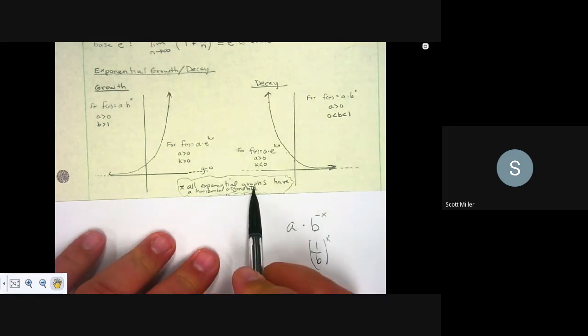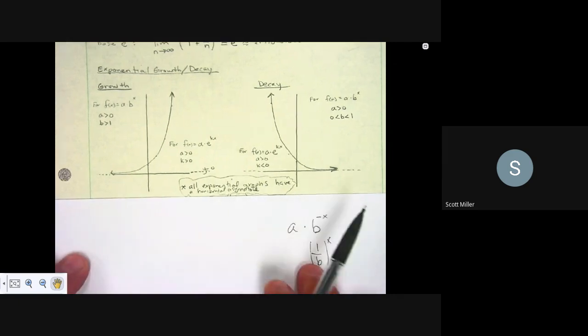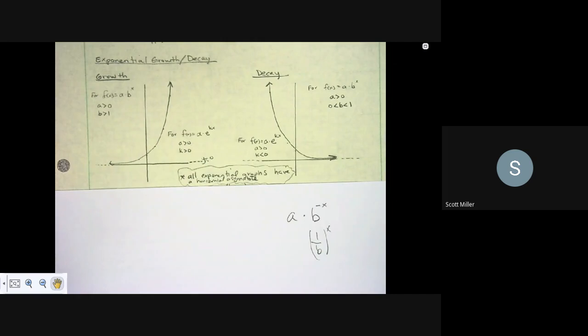All exponential graphs have a horizontal asymptote. What is a horizontal asymptote? It is a horizontal line that is not part of the graph, but it is a boundary of the graph. So it is a boundary line. It is a line that an exponential will not cross. We draw this into our graph picture as a dotted line because it is not part of the graph. If you graph it on your calculator, the calculator will not put it in at all. When you draw your hand drawings for me for exponential graphs, you will put it in as a dotted line.